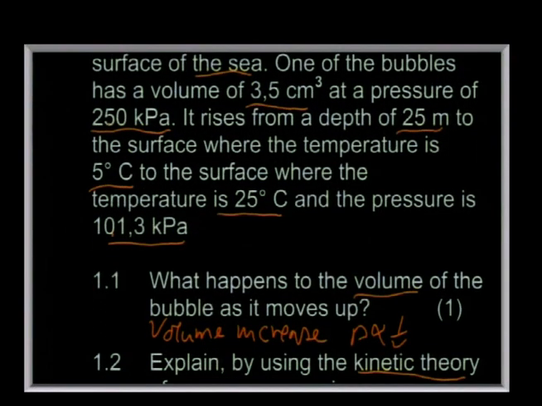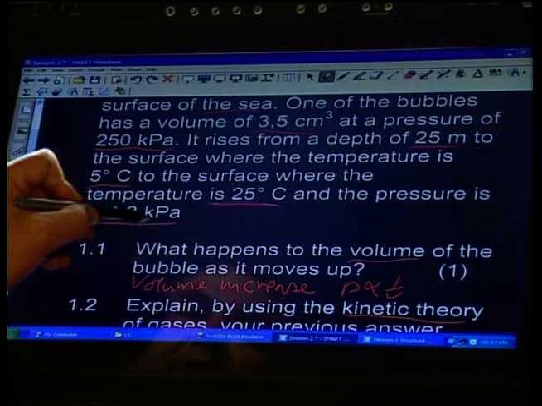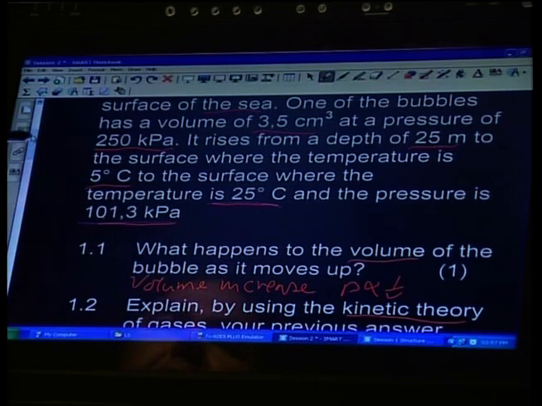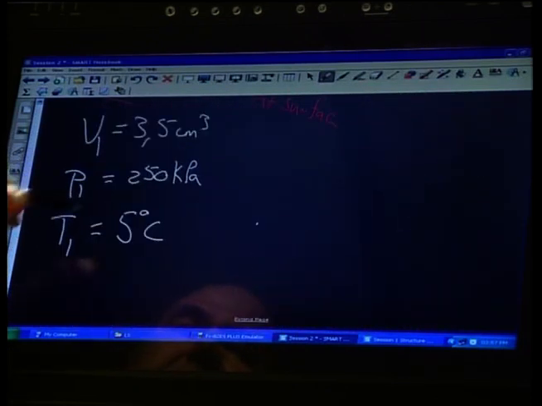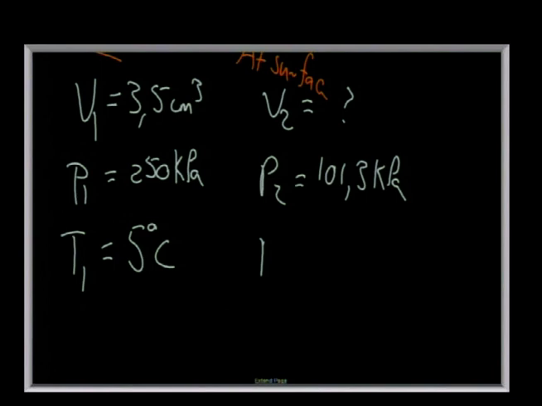What do we notice has changed? Information that we're given about the surface. I'm going to mark that 25 and pressure of 101. So 25 degrees Celsius is temperature 2. We don't know what the volume is. That's what we're trying to find out. Volume 2 is our unknown. Pressure 2 is 101,3 kilopascals, and temperature 2 was given as 25 degrees Celsius.